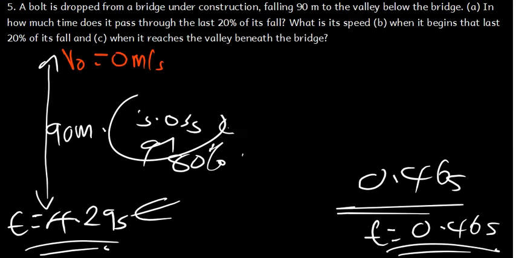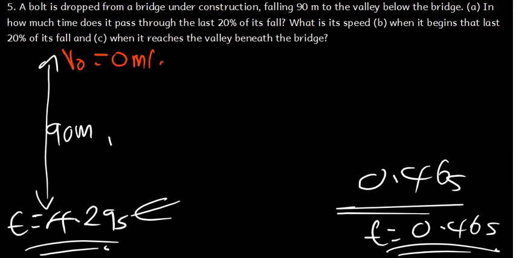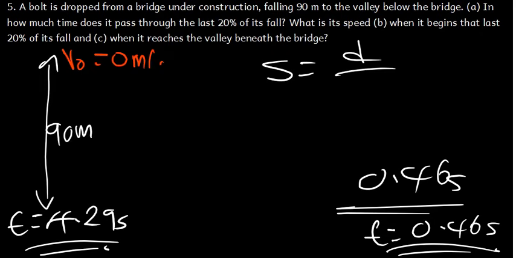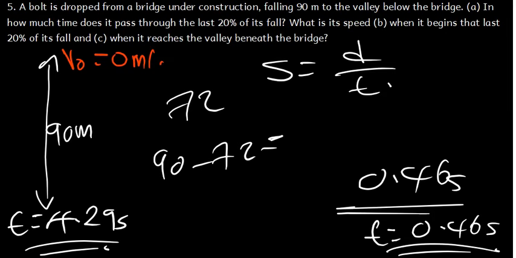The velocity, what is the speed in this case when it was 80%? Oh, sorry, 20%, the last 20%, what is the speed? So we know that speed is equal to distance divided by time. So for the last 20%, to find the distance, we know that the 80% was 72, meaning that we need to say 90 minus 72, that would be the 20%, which is going to give us 18. So 18 meters is the distance for the last 20%.